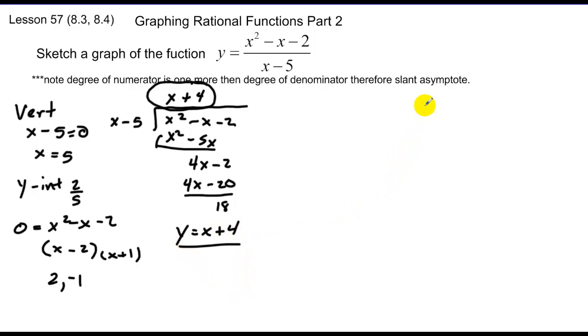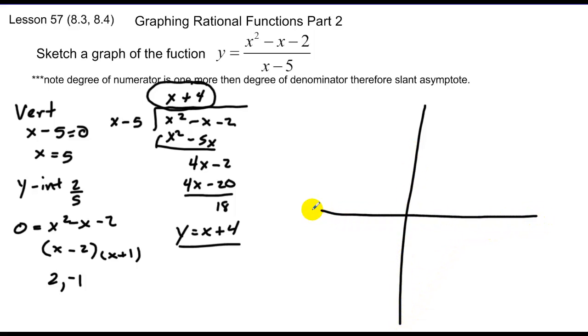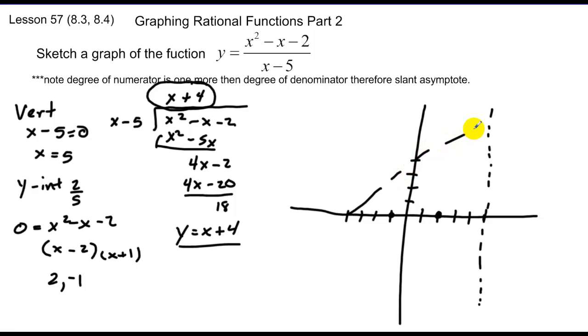So now I go over, draw my set of axes. I'll put an x-intercept at 2 and at negative 1. I'll put a vertical asymptote at 5. And I have the slant asymptote at y equals x plus 4, positive slope of 1, up 1 over 1. So it's going to create a line something like this.